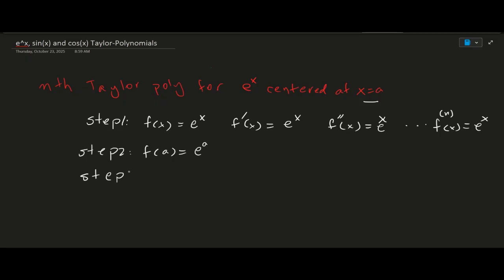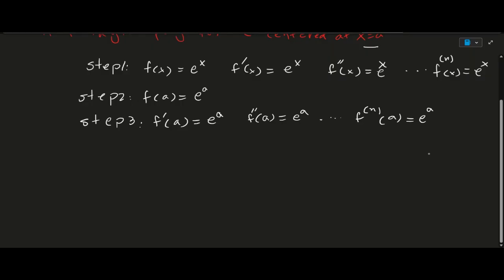Step three, evaluate all the derivatives at a. It turns out f prime of a is e to the a, f double prime of a is e to the a, and so on. Now let's try to write out the nth Taylor polynomial.